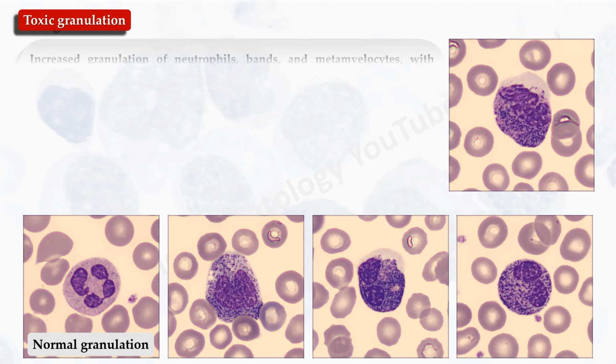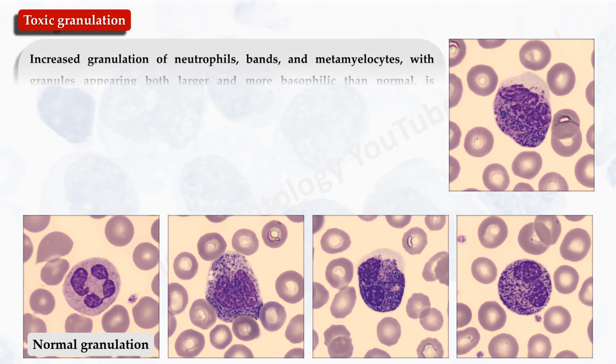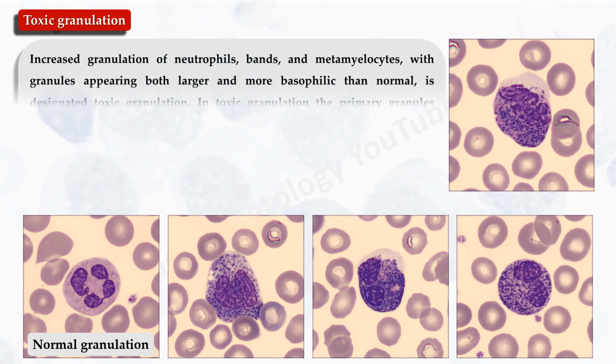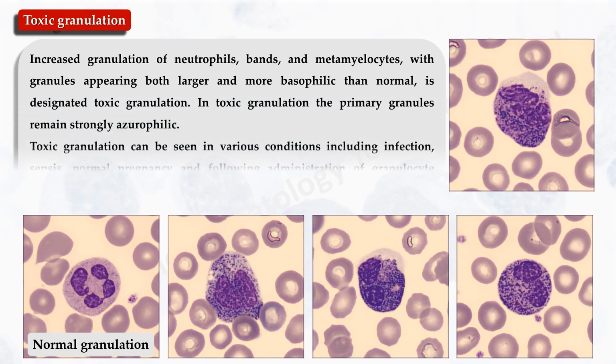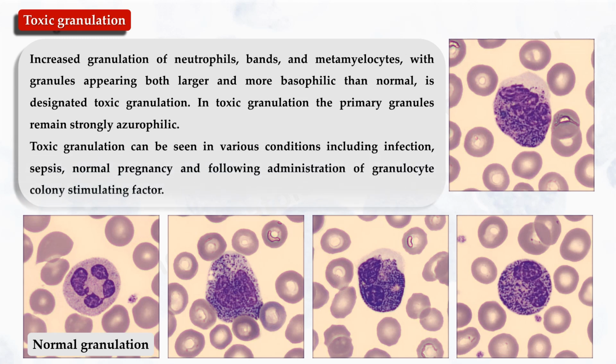Increased granulation of neutrophils, bands, and metamyelocytes, with granules appearing both larger and more basophilic than normal, is designated toxic granulation. In toxic granulation, the primary granules remain strongly azurophilic. Toxic granulation can be seen in various conditions including infection, sepsis, normal pregnancy, and following administration of granulocyte colony stimulating factor.